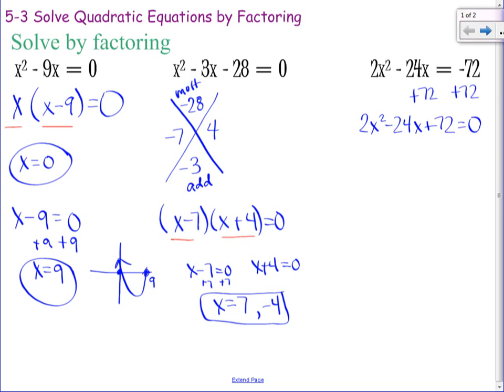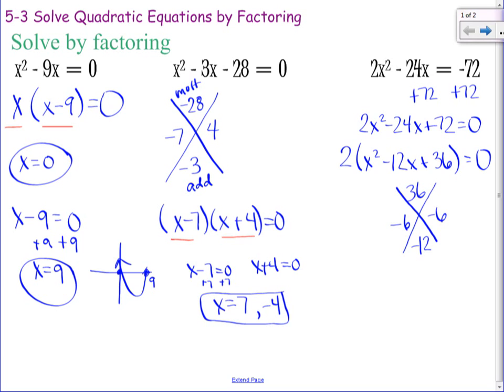Now we can take the 2 out, because I heard somebody say that. Divide everything by 2. Now we have 3 terms here in the parentheses, so we can do the same thing we did on the previous one, right? Okay, so we draw our x. We take a times c, which is 1 times 36. Then we have b on the bottom. Two numbers that multiply to positive 36 and add to negative 12. Negative 6 times negative 6.